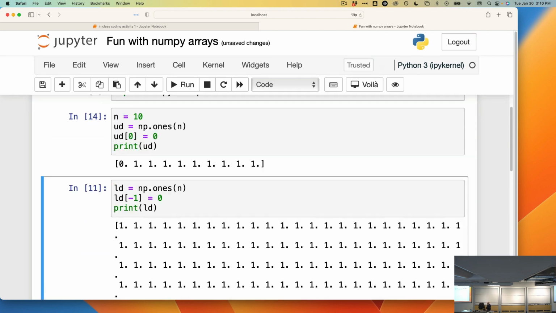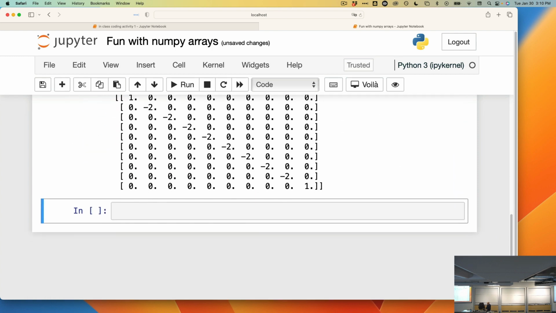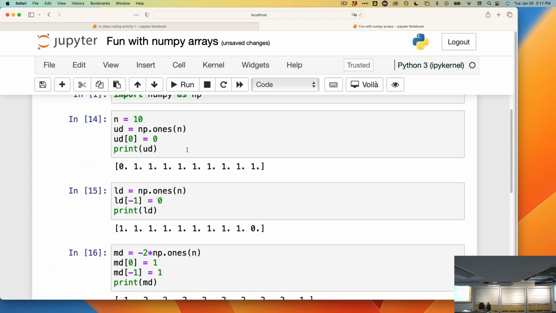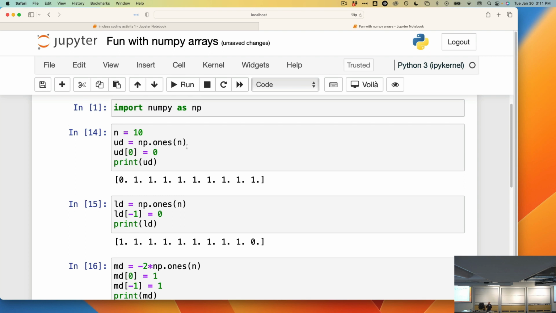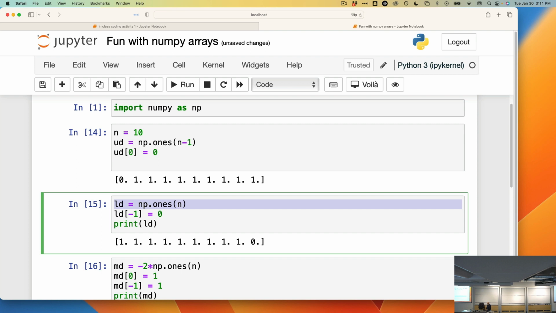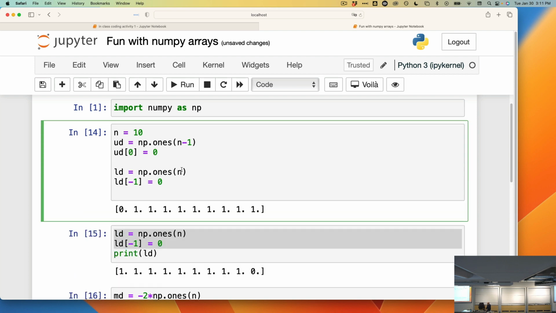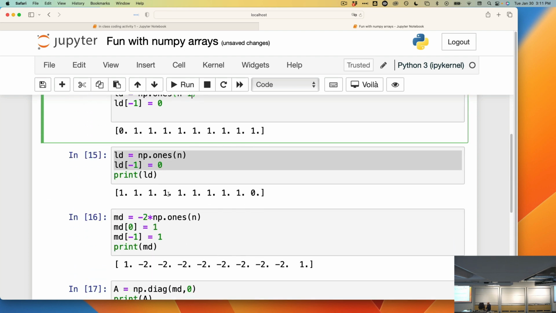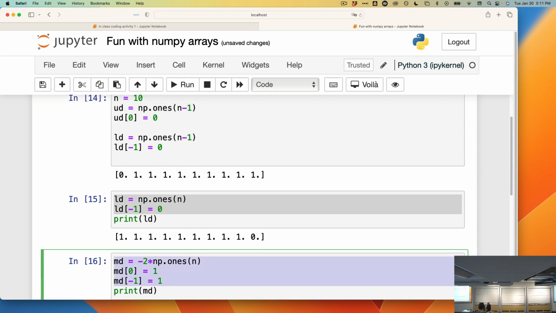All right. So now we can go ahead and combine all of those together to build the full matrix. But I made a mistake here. The size of the upper and lower diagonals needs to be n minus 1, right? So, very simple fix. Let's combine those into one cell. Let's get the lower diagonal and change n to n minus 1 for the lower and for the upper. And the main diagonal remains at n.